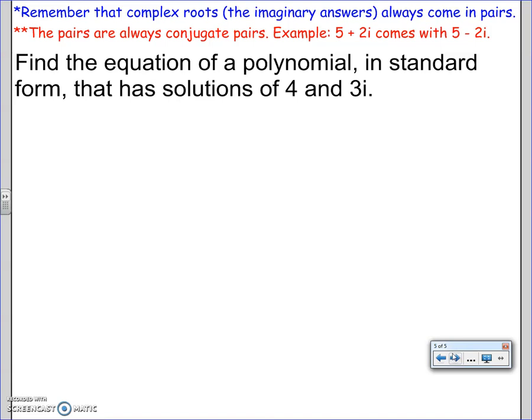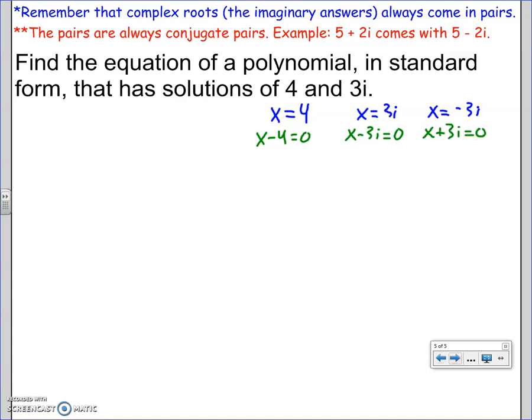So be careful. We know there's 3 answers. They only gave us 2. We know the answer is x equals 4, x equals 0 plus 3i, and then we have x equals 0 minus 3i. Alright, I'm going to unsolve each of those to find the factors. That's just x minus 4. This is going to be x minus 3i. This is going to be x plus 3i equals 0.